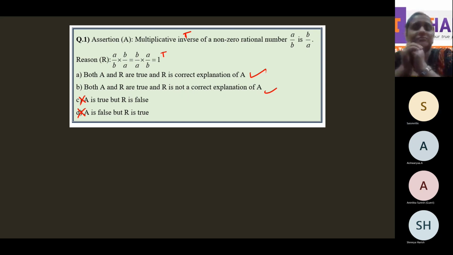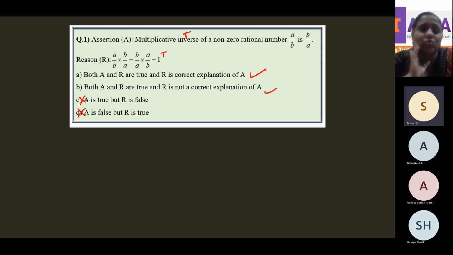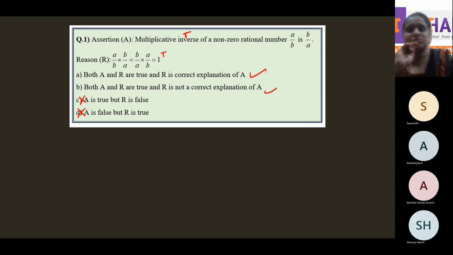Ma'am, I think option A. No, one minute. Am I clear so far? Okay, so now see, C and D cannot be the correct options. So now it's between A and B. You'll have to decide if the reason is the correct explanation of the assertion or not.